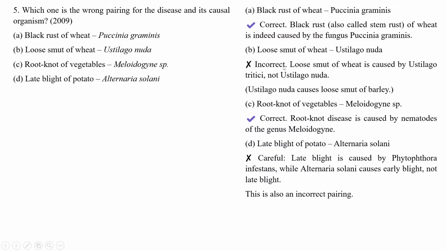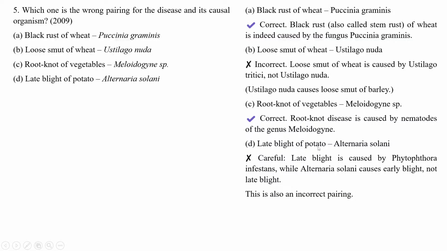This option is not correct. Loose smut of wheat is caused by Ustilago tritici, not Ustilago nuda. Ustilago nuda causes loose smut of barley, not wheat. So in this sense, this option is not correct. As for option C, root knot of vegetables is caused by Meloidogyne species. It is also correct. Root knot disease is caused by nematodes of the genus Meloidogyne. So this option is also correct.